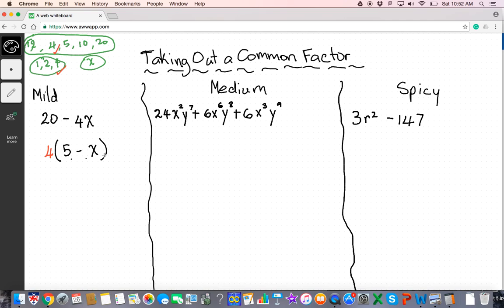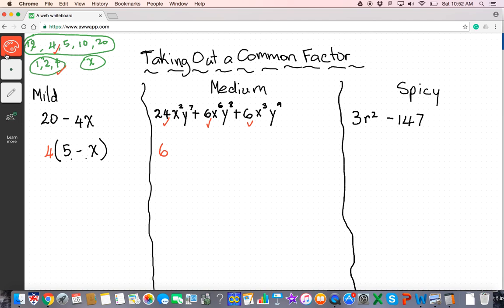And so now we can do the same thing for our medium level question that we have here. But we're going to do it a little bit faster. So first we look at our numbers. We have 24 here, we have 6 here, and we have 6 here. And we ask ourselves, what is the greatest common factor between those numbers, between 24, 6, and 6? And the answer here should be 6. That's the greatest number that goes into all of those numbers.